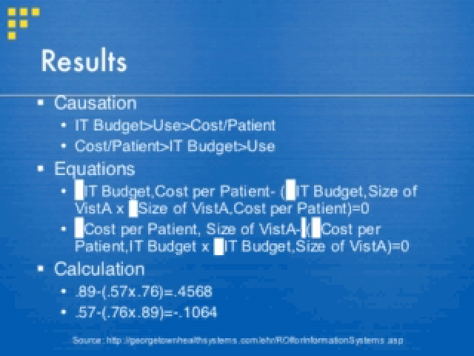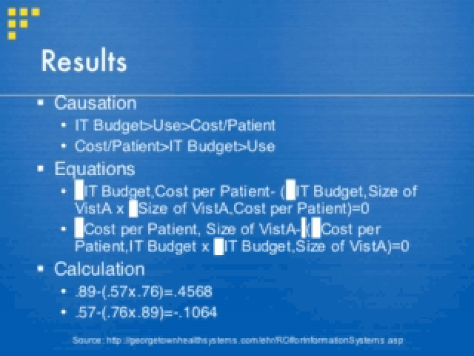Since we have already determined the correlations, we can now find causation. We will determine if an increase in the IT budget leads to increased use, which leads to a decrease in cost per patient, or if a decrease in the cost per patient leads to increased IT investment, which then leads to an increase in use.